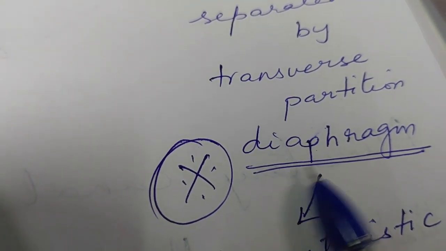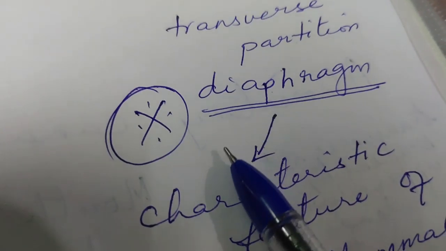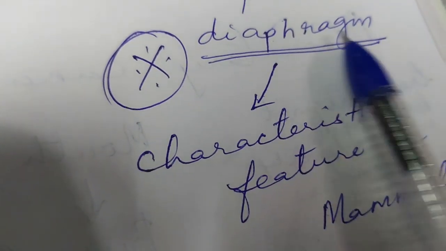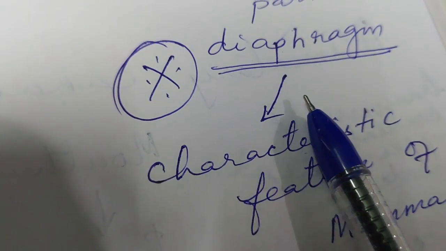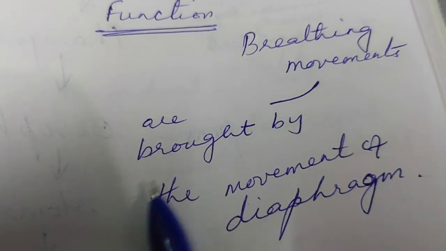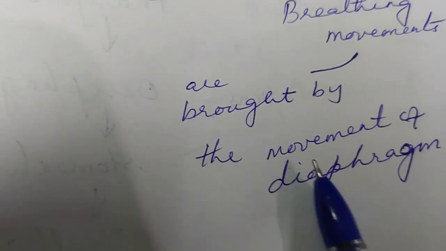Even in us, in human beings, we have this diaphragm. It is the best characteristic feature of the mammal because this diaphragm helps, aids in the respiration movement. So, respiratory movement, breathing movement, is brought about by the movement of the diaphragm only.